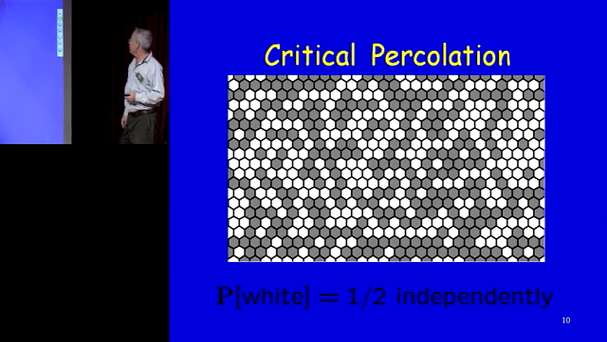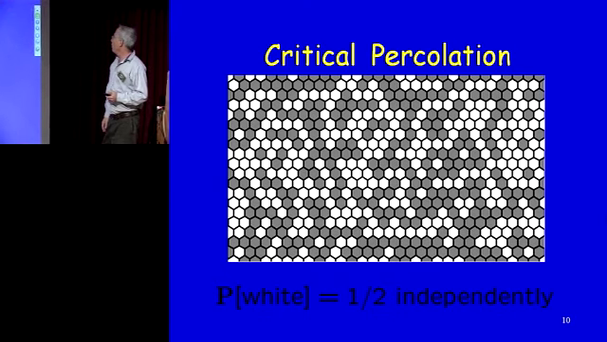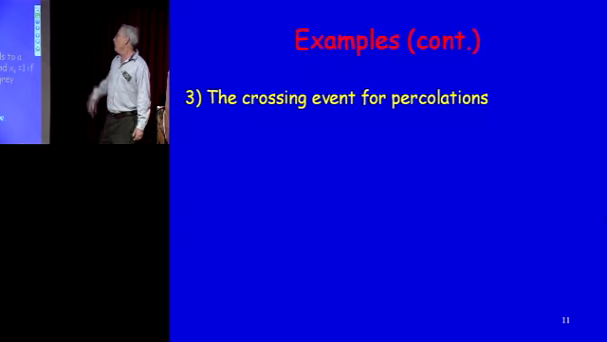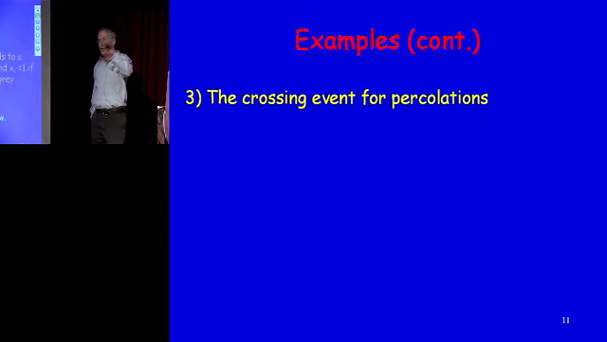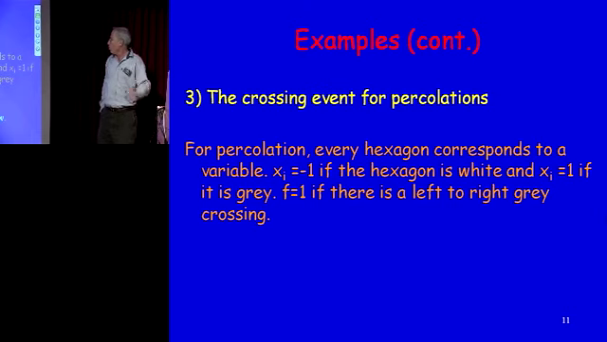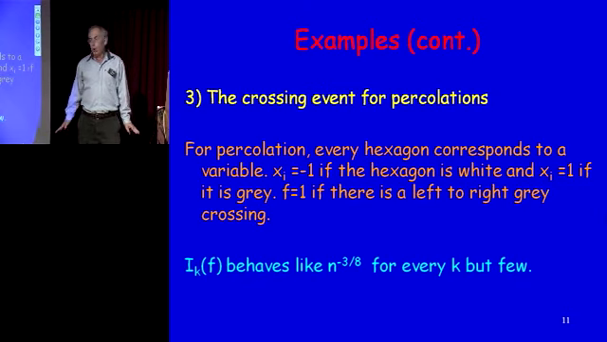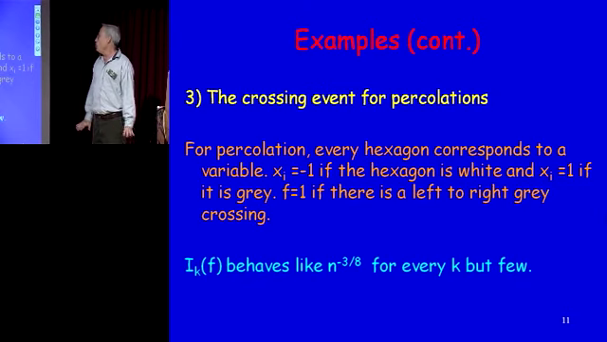And for the crossing event for Percolation, again, this is just the definition. Here, the influence of every variable, except a few variables on the boundary, behaves like n to the minus 3 over 8. And this fact is already an extremely difficult fact to prove. So it really uses all the heavy machinery about this model, the Percolation model.